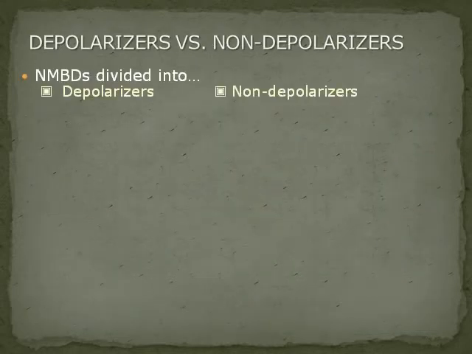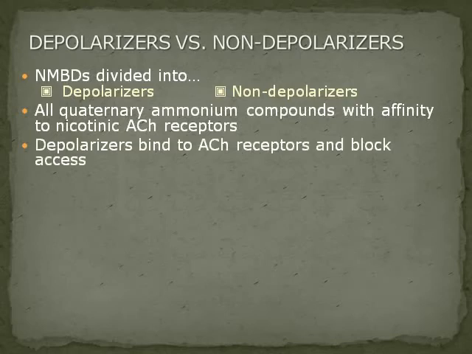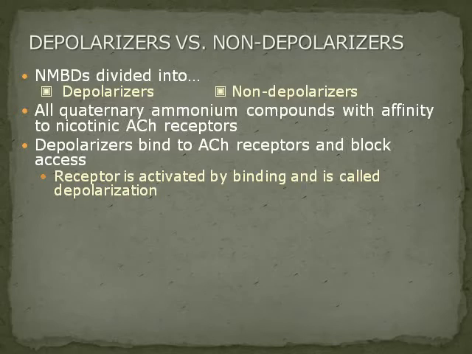Neuromuscular blocking agents are divided into 2 classes, depolarizing and non-depolarizing. Similar to acetylcholine, all neuromuscular blocking agents are quaternary ammonium compounds whose positively charged nitrogen imparts an affinity to nicotinic acetylcholine receptors. Depolarizing muscle relaxants act by actually binding to the acetylcholine receptors and blocking access to these receptors. In the process of binding, the receptor is actually activated, causing a process called depolarization.